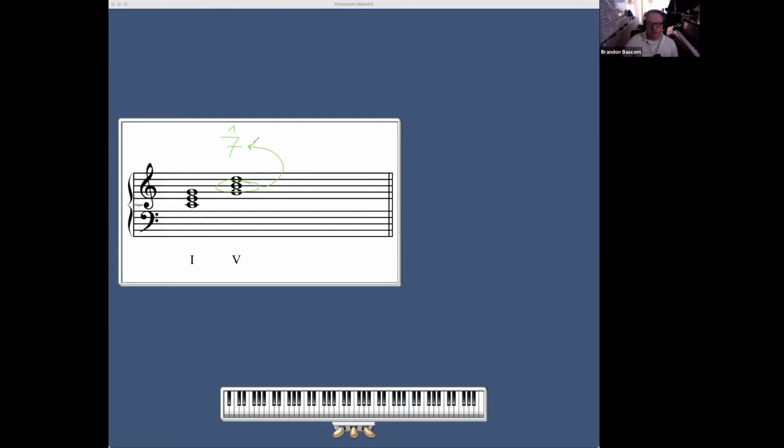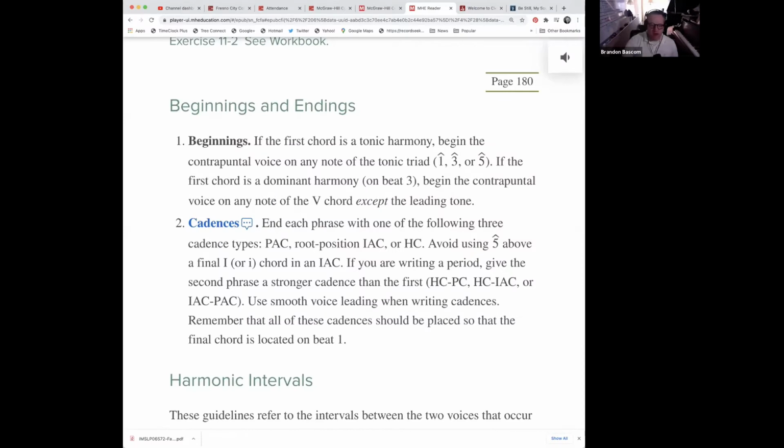I saw some light bulbs go on. So what they're saying is don't start on that pitch. Is that what they're saying? Yeah. So don't start on that pitch.